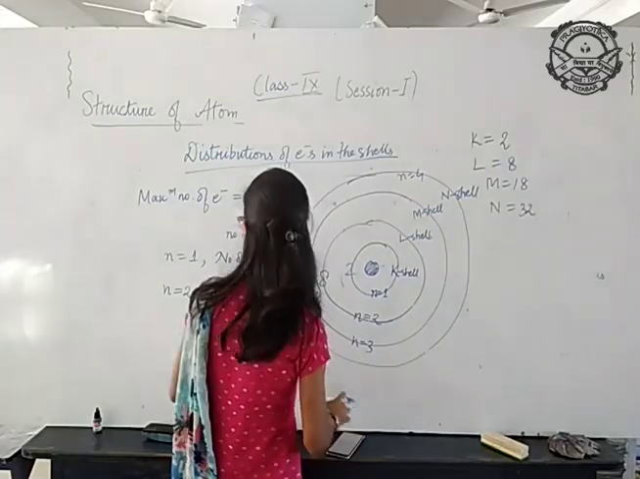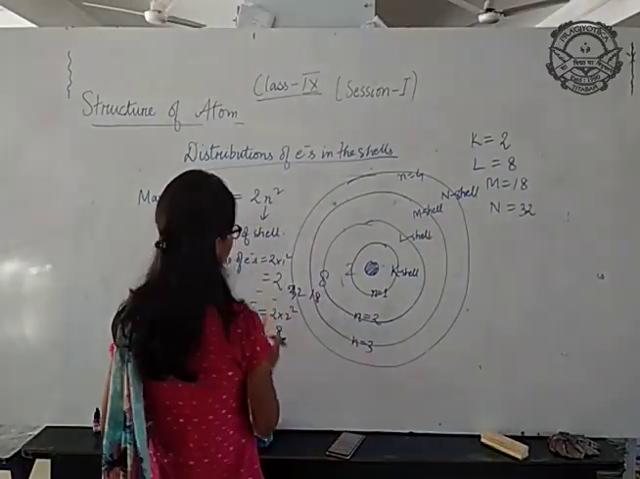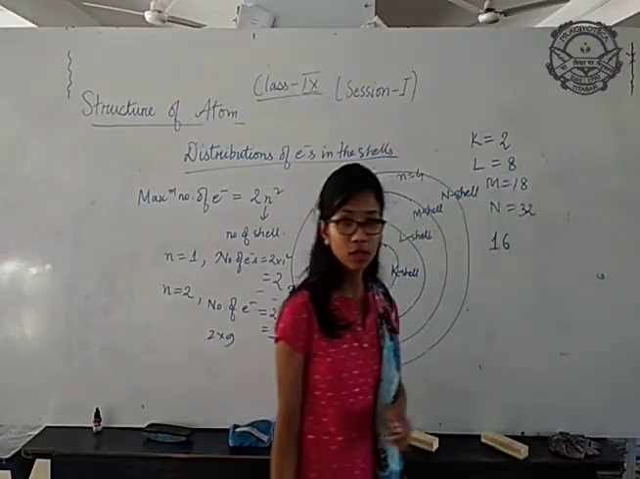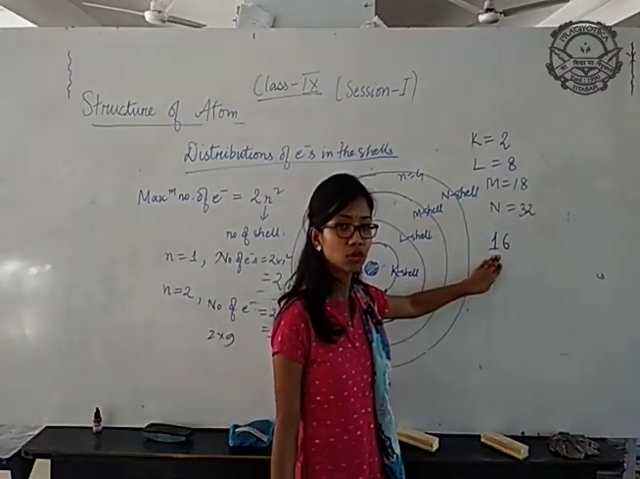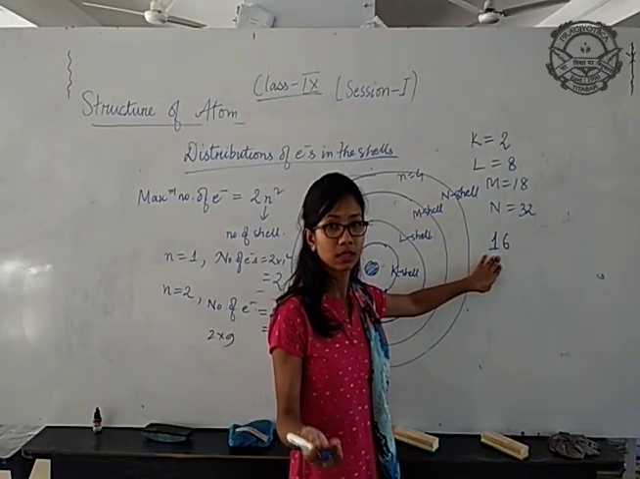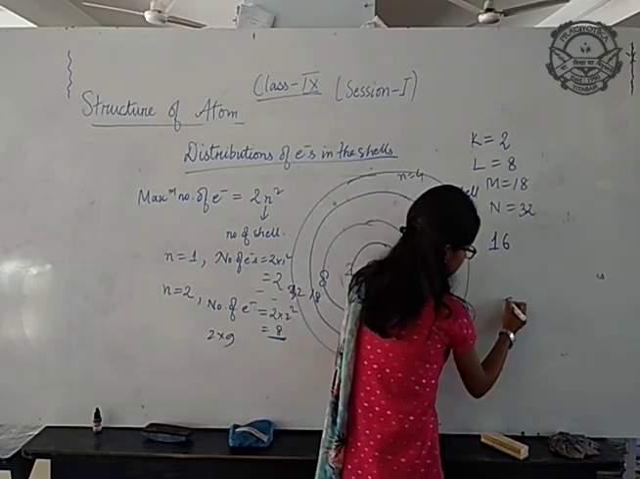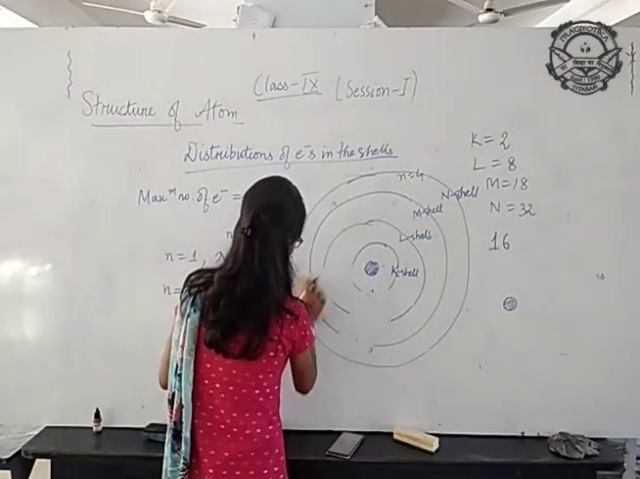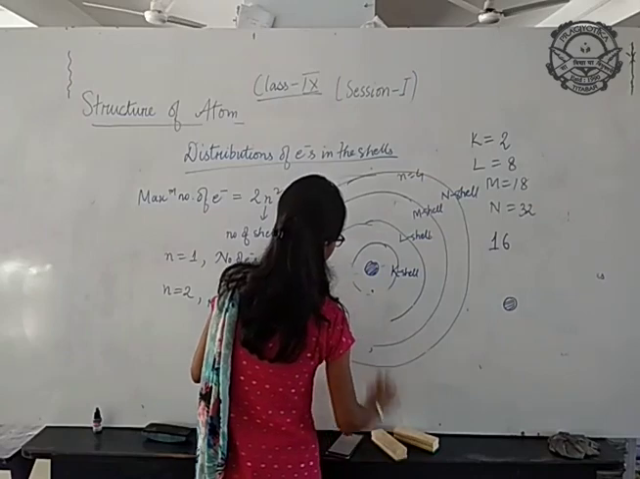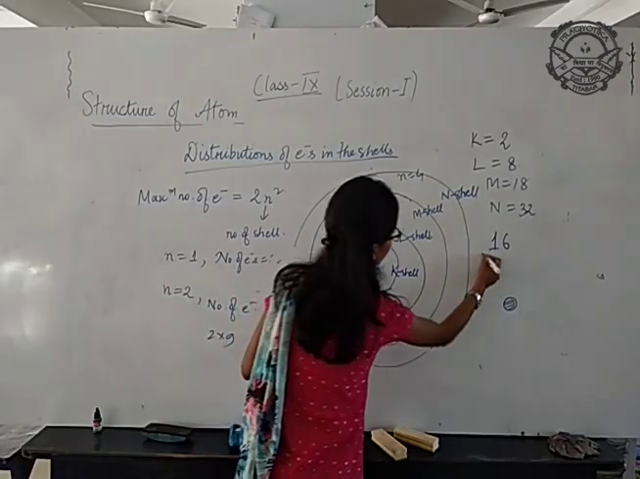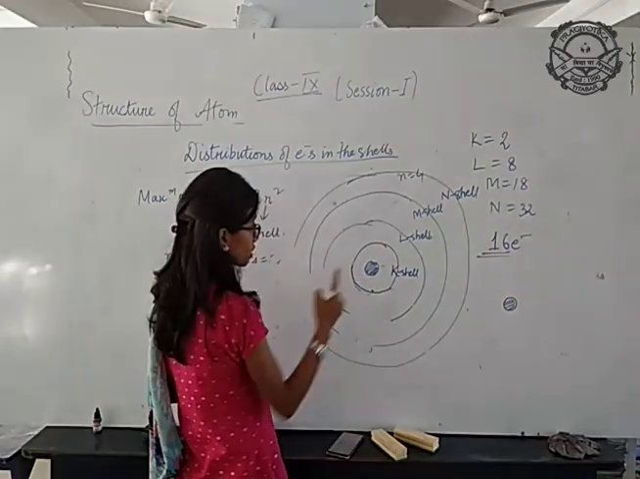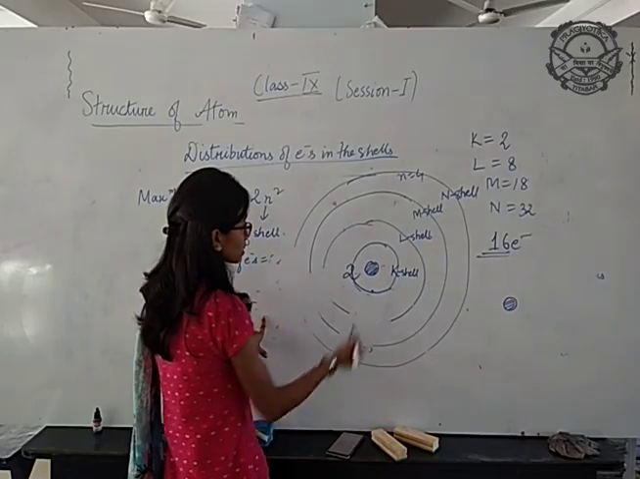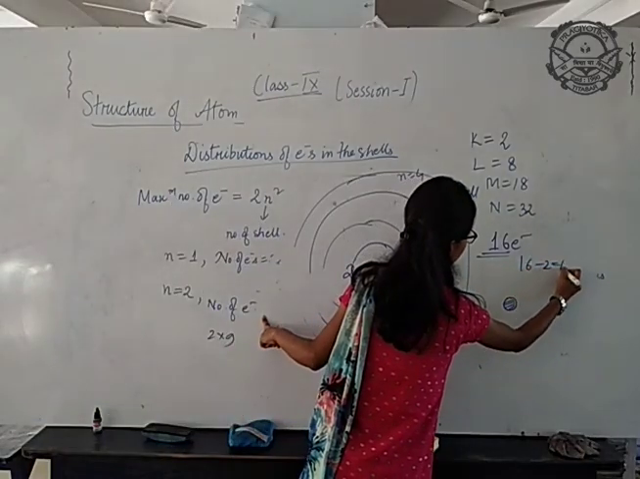Say for example, the third point says that, for example, 16 electrons are given. Now you have to distribute these 16 electrons in the cells of the atom. So how will you write? See, first I will draw it here. 16 electrons are present. According to the given rule, 2 electrons will be accommodated in the first cell. Next, 16 minus 2 will be equal to 14.